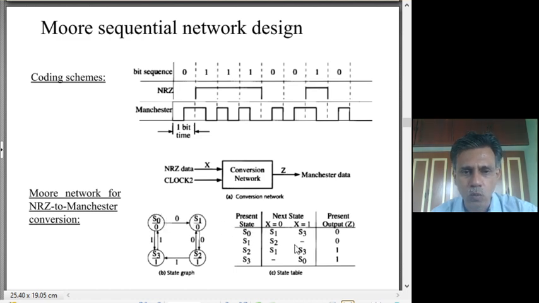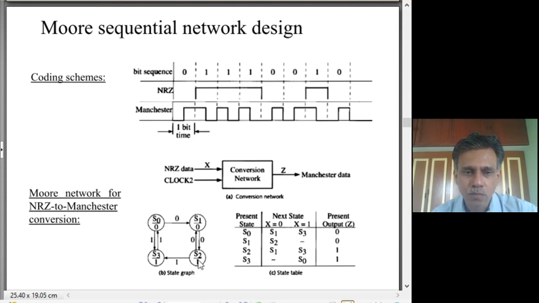For a 0, you go to S1. For 1, you go to S3. In S1, for a 0, you go to S2. Incidentally, S1 is a state which is in the middle of a data bit conversion. So if there is a 0, it has to be followed by a 0. 1 cannot occur, therefore this is a don't care case.